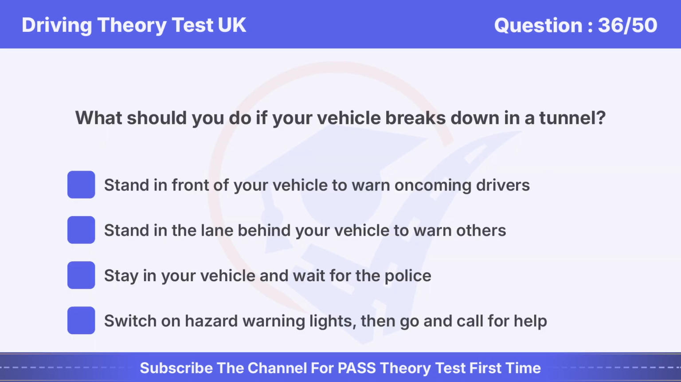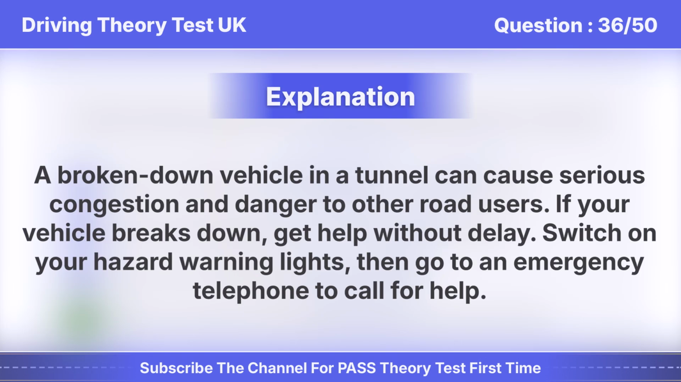Question 36. What should you do if your vehicle breaks down in a tunnel? Answer is D. Switch on hazard warning lights, then go and call for help. A broken down vehicle in a tunnel can cause serious congestion and danger to other road users. If your vehicle breaks down, get help without delay. Switch on your hazard warning lights. Then go to an emergency telephone to call for help.